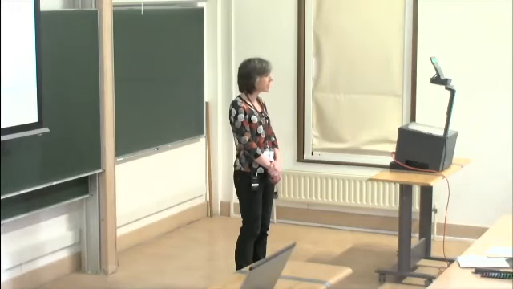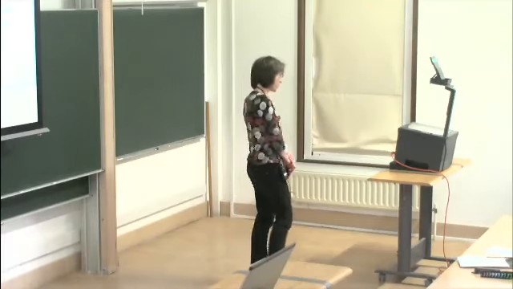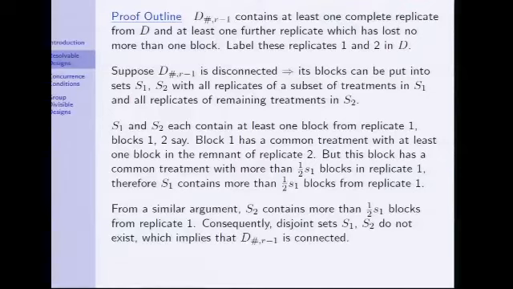Now you can use exactly the same argument with block 2, which means that set S2 also contains more than half the blocks in the first replicate. Now clearly that means my sets of blocks can't be disjoint, and therefore my eventual design D hash is connected. So that's fine.